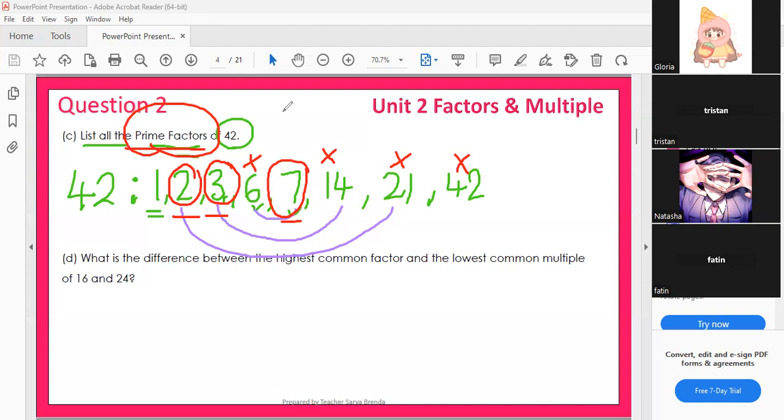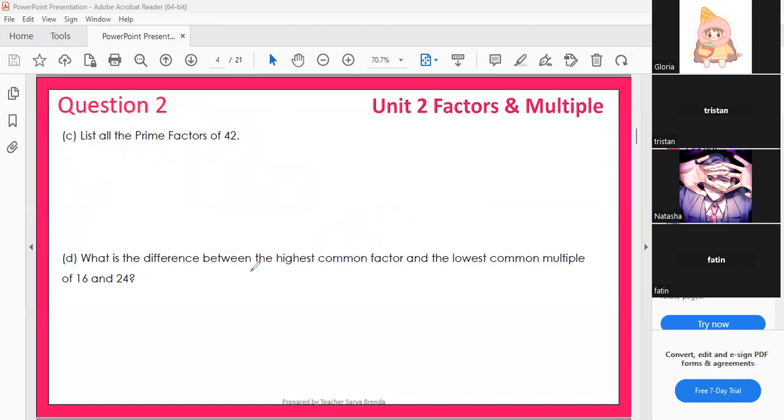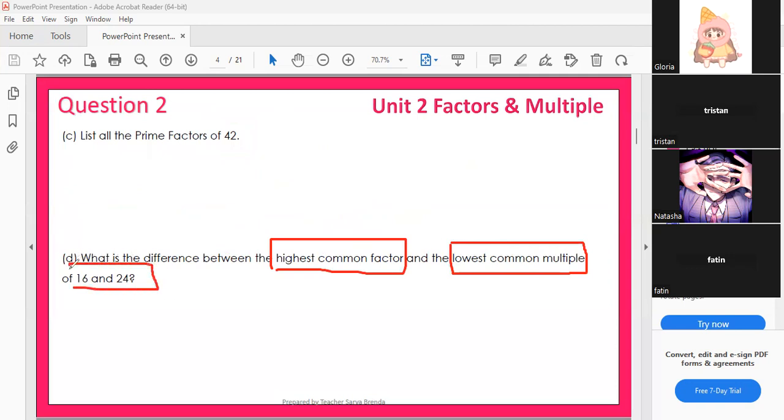All right. So, now, let's go to the next question, which is, I'm going to clear this. What is the difference between the highest common factor and the lowest common multiple of these two numbers? Okay? Do you remember how to do your highest common factor and lowest common multiple? Now, if you really forgot, then start with the basics.